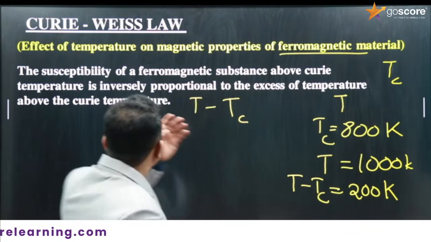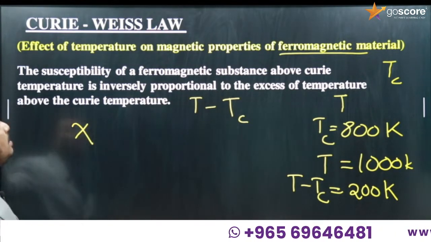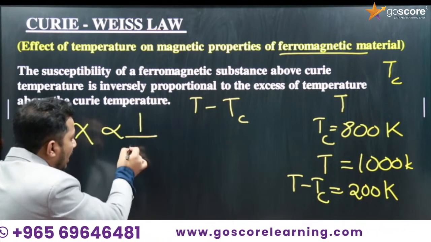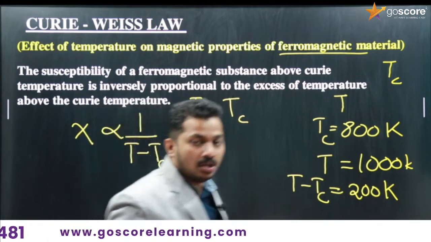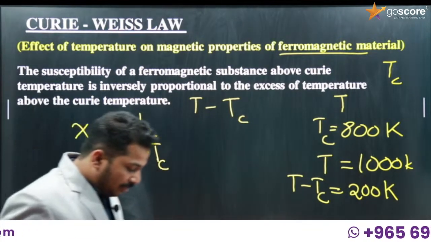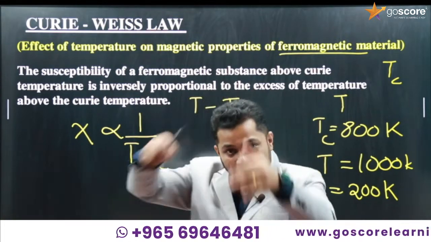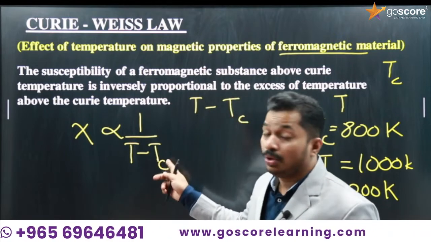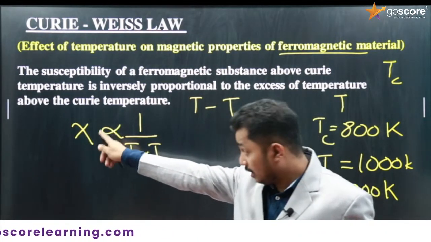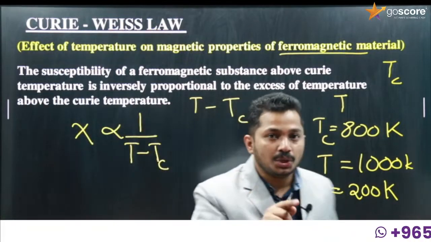So what the Curie-Weiss law says is that the susceptibility of a ferromagnetic material is inversely proportional to the excess temperature over Curie temperature. Which means when we increase the temperature above Curie temperature, its ferromagnetic properties decrease, or susceptibility decreases. When the excess temperature over Curie temperature increases, its magnetic properties like susceptibility decrease. So they are inversely proportional. The ferromagnetic material, when heated up, will turn into a paramagnetic material.